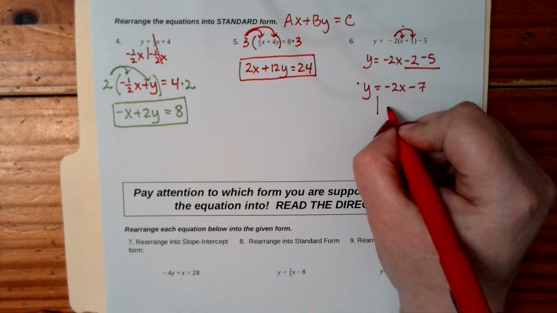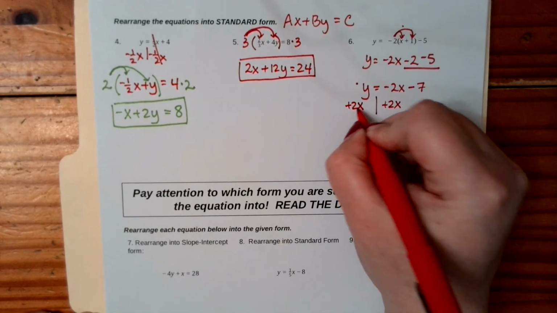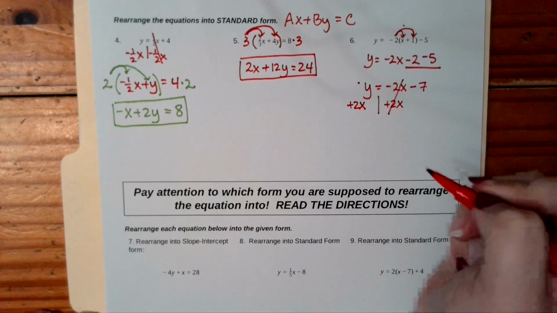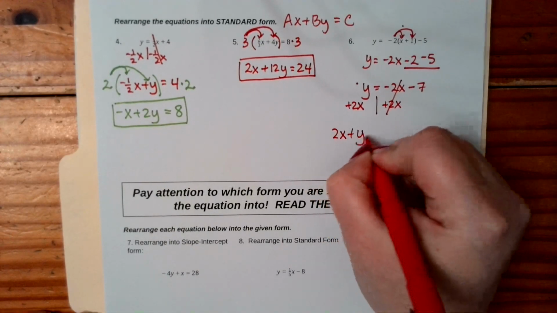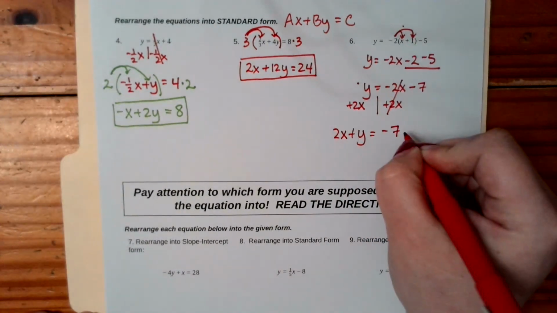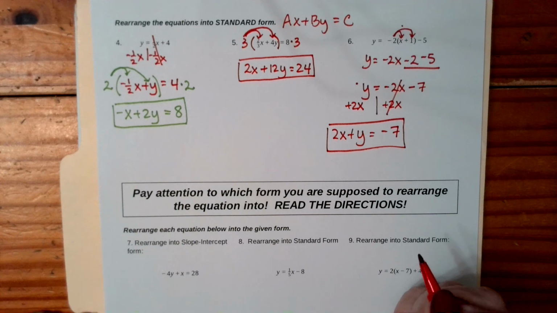So I'm going to take the negative 2x that I have and use my inverse operations to add it to the other side. So those cancel out, and I get 2x plus y is equal to negative 7. Now it's in standard form, which is the form that I wanted, so I'm okay.